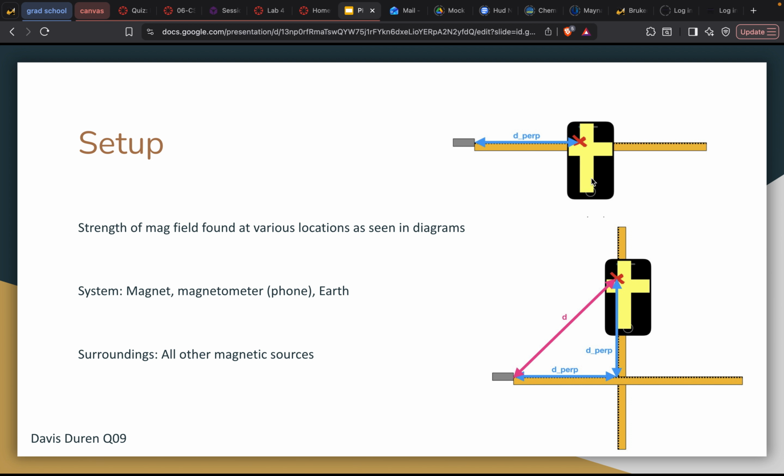So here was the setup as shown. We used a smartphone as a magnetometer. So the system involves the magnet, the phone, and the Earth. The surroundings are everything else, which is full of EMF, and we'll discuss that again. The location of the magnetometer in the phone was determined. This image actually shows pretty accurately where we determined it to be, and then we measured the strength of the field from a known distance via this yardstick.